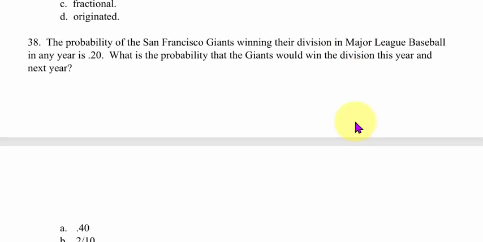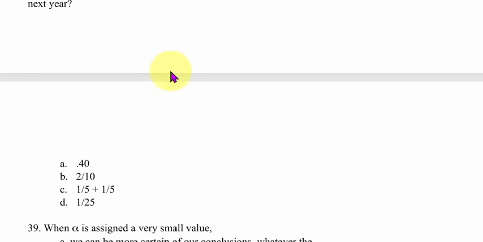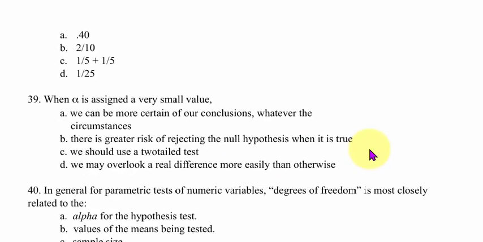Okay. 38. The probability that the Giants win the division in baseball is 0.2. What is the probability that the Giants would win the division this year and next year? So probabilities, which haven't been tested on in a long time: if it's an and, you multiply, and if it's an or, you add. So you're going to multiply 0.2 times 0.2, which is 0.04. Don't forget the decimal rules. 0.04 as a fraction is 1/25. That's your answer.